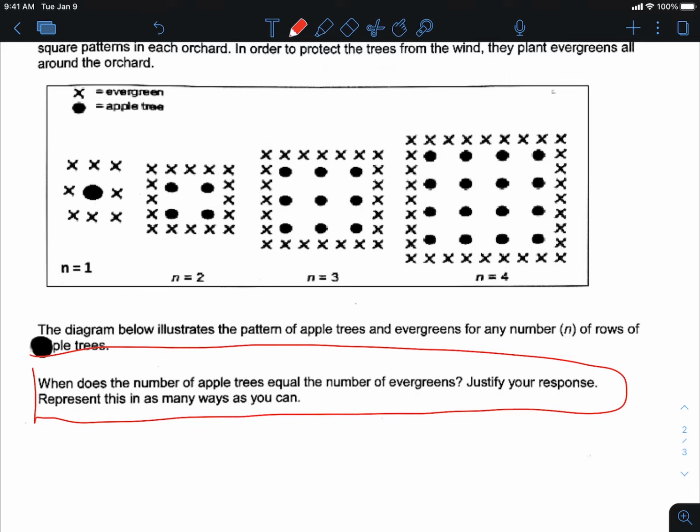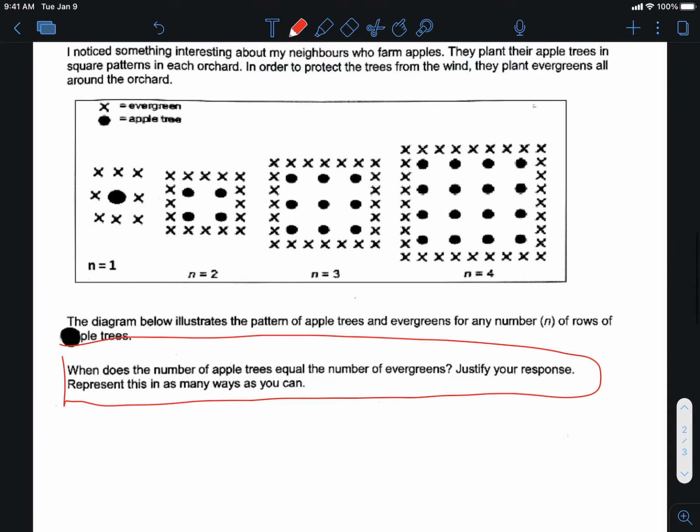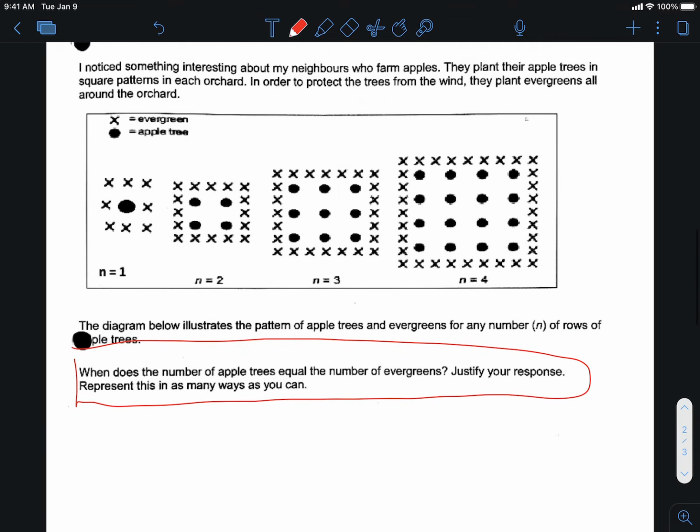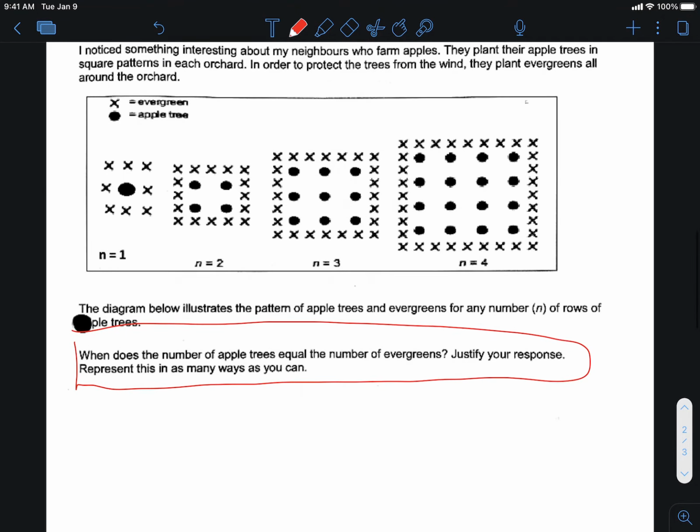And so one of the ways that you could continue to do this is by drawing all the pictures until you count up that they match, right? We're not going to necessarily do that. That's the whole point of this lesson. What I want you guys to figure out is using the table of values.